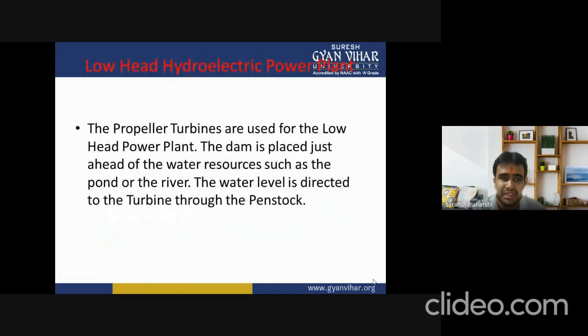Now, firstly, we will discuss the low head hydroelectric power plant. The propeller turbines are used for the low head power plant. The dam is placed just ahead of the water resources, such as the pond or the river. The water is directed to the turbine through the penstock.